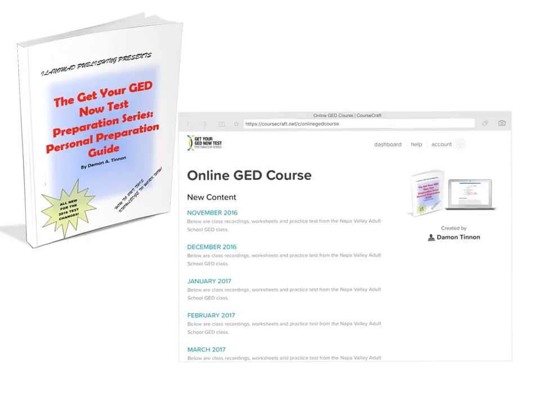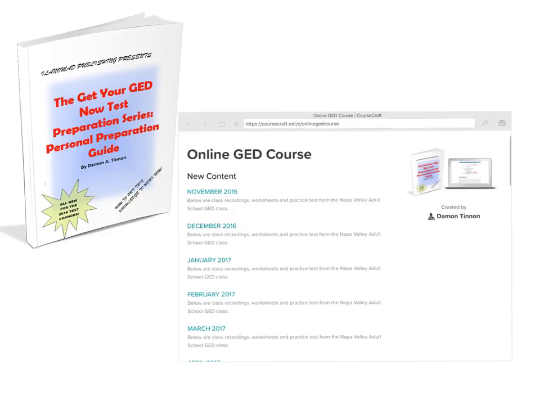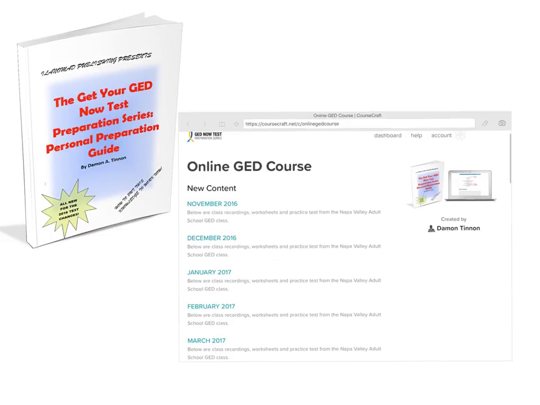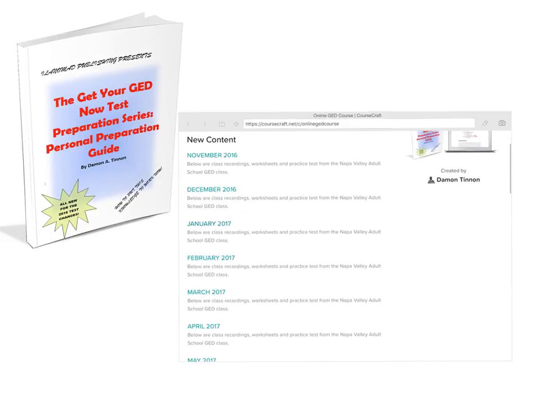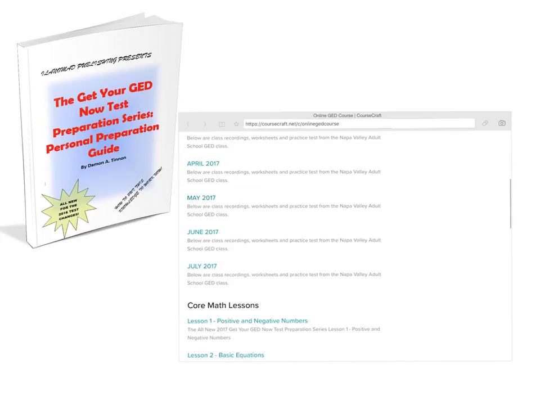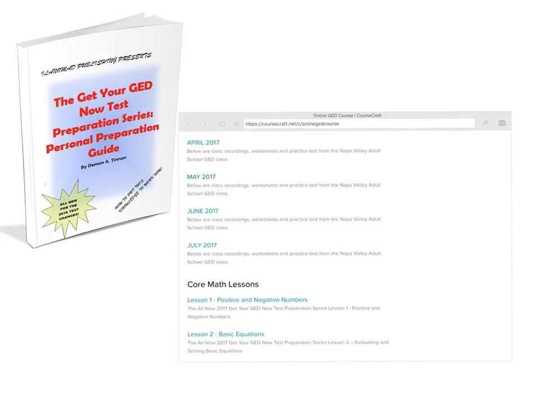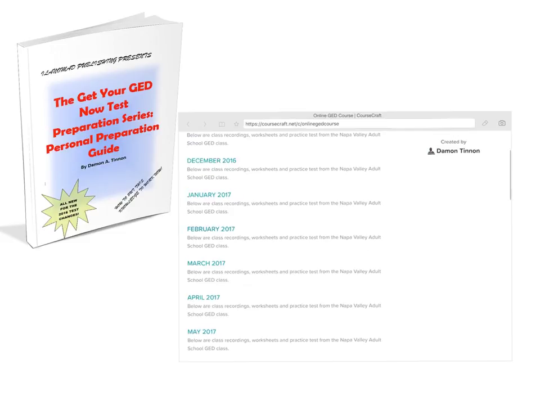So here I am right here on the home page of the online GED course. And so you can see that you have the name of the course there, and you can scroll down and you see November 2016 and December 2016 and January 17, February, March, June, July, all the way up until current time as of the recording of this video. So in these lessons are everything that I've done on a weekly basis. See, one of the benefits of the online GED course is that you get weekly lessons and weekly content.